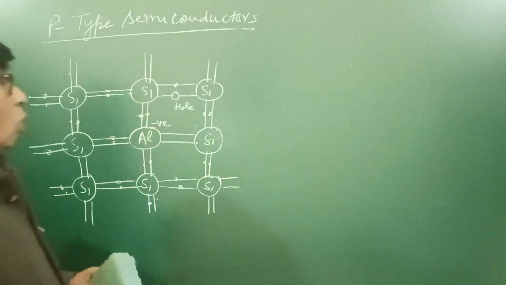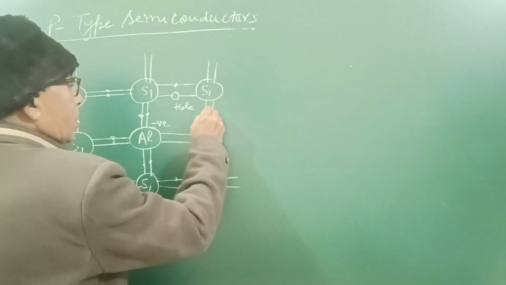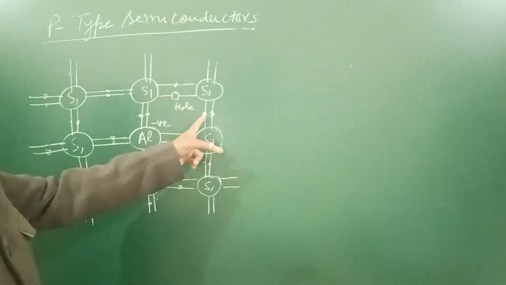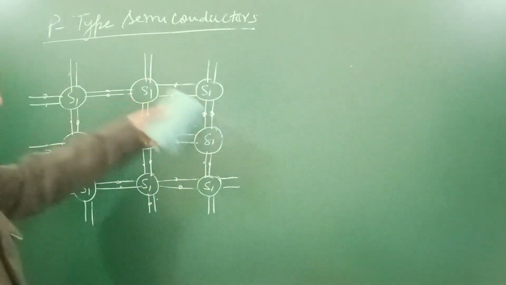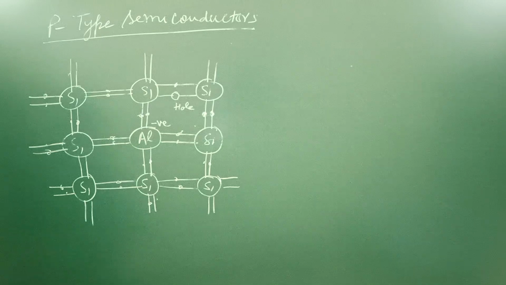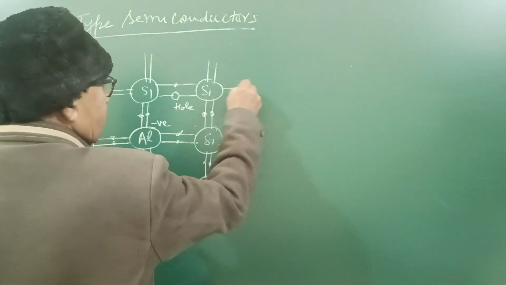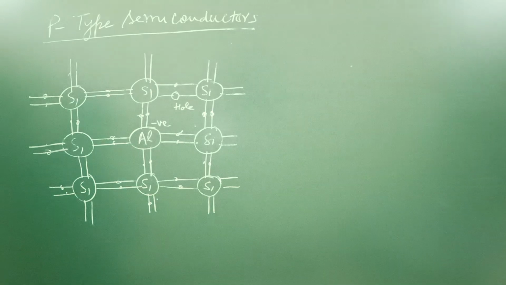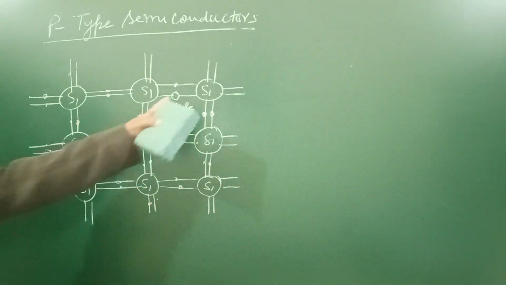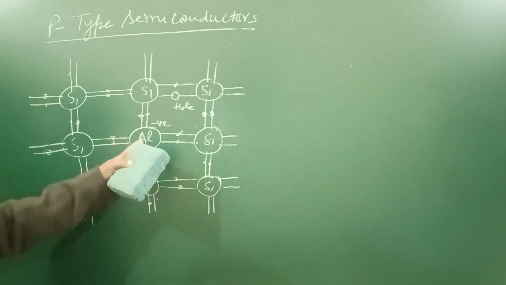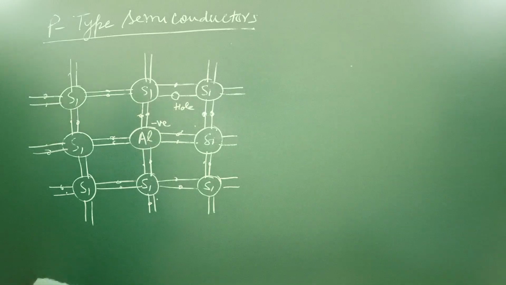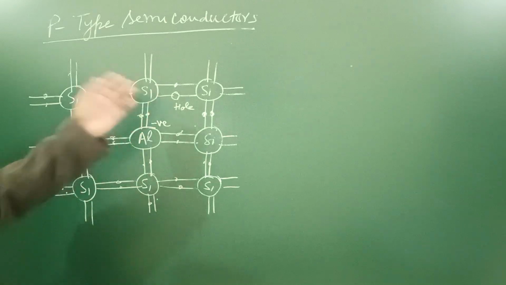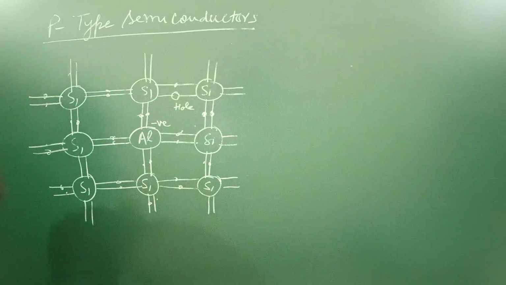But this hole also does not remain stationary. At any temperature it will be filled up by taking an electron from here, and then here, and so on. So it will keep on revolving around the acceptor atom. The number of holes here will be equal to the number of dopant aluminum atoms. So even at 0 Kelvin it will show conductivity, because of the added impurity there is a hole already there. There is no need of thermalization.